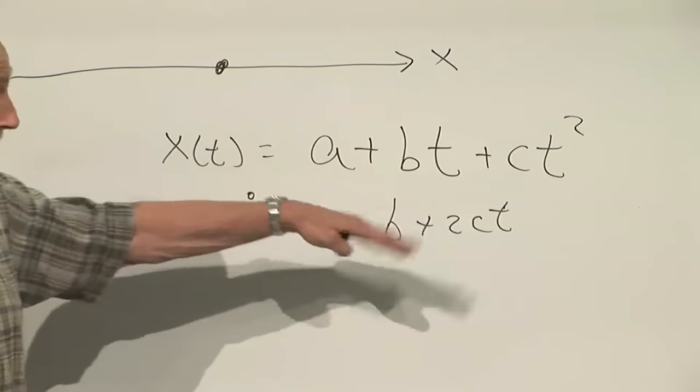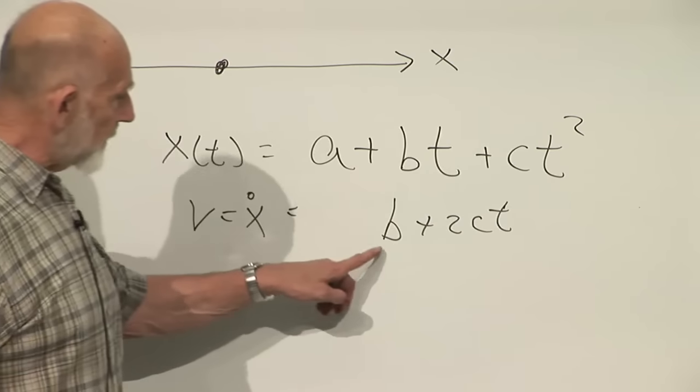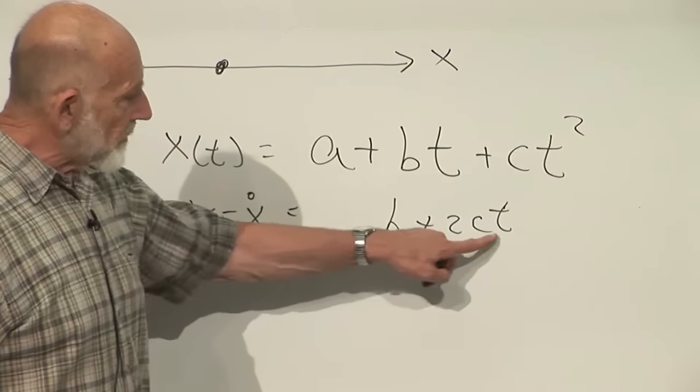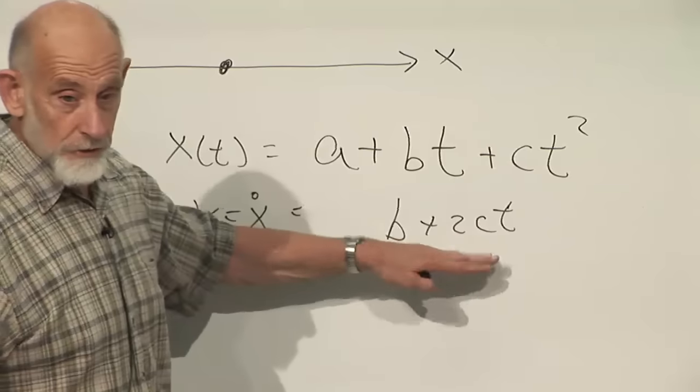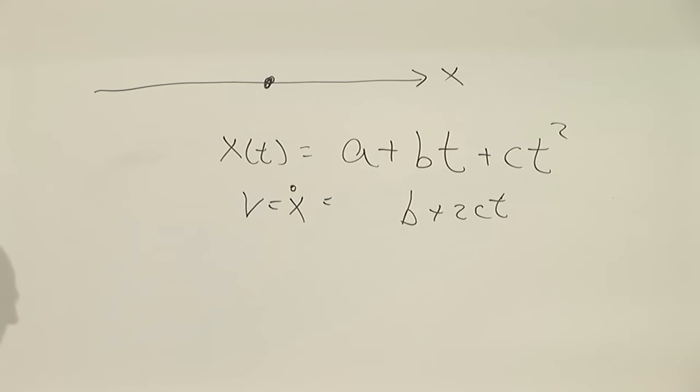But then the velocity starts increasing. Of course, it depends on whether c is positive or negative, or whether it increases one way or the other. But whatever it is, it starts at b, and then as time goes on, it either increases or decreases, depending on c, linearly with time.